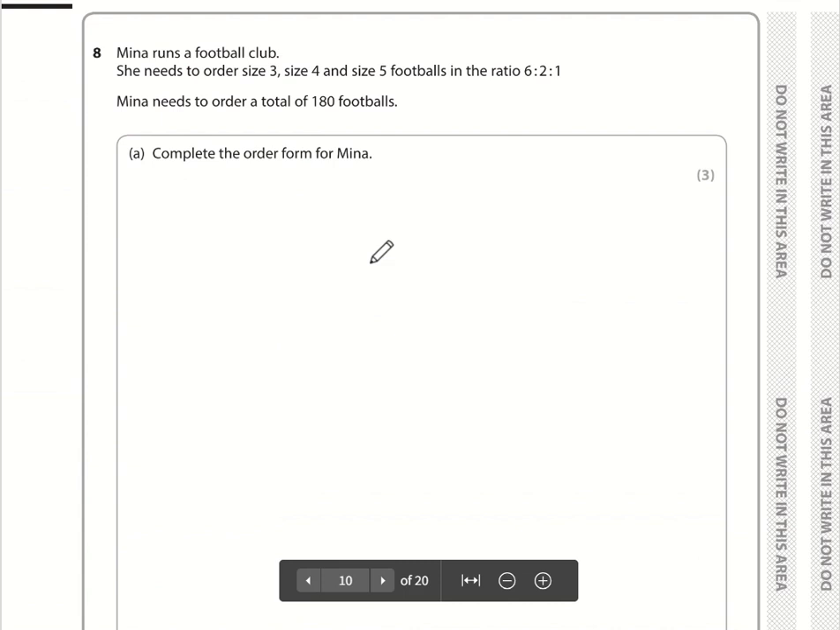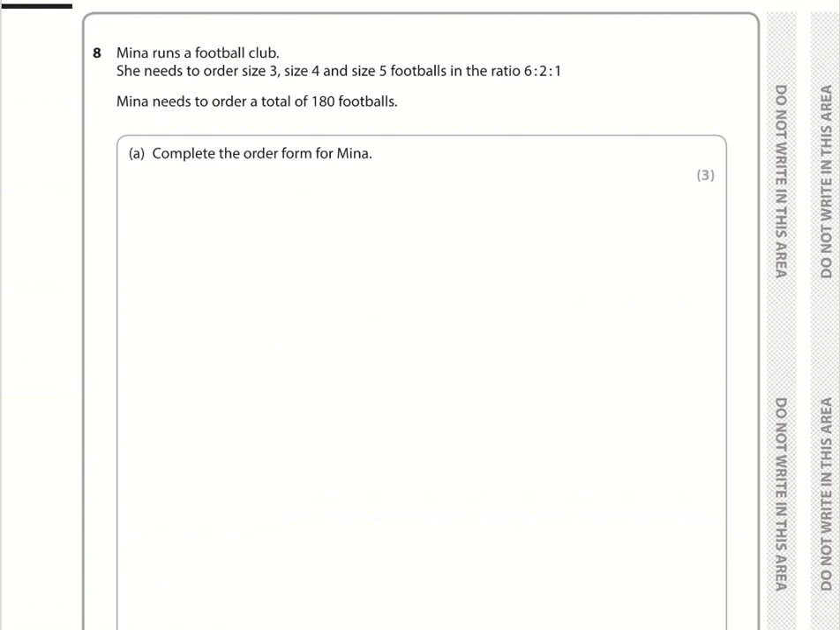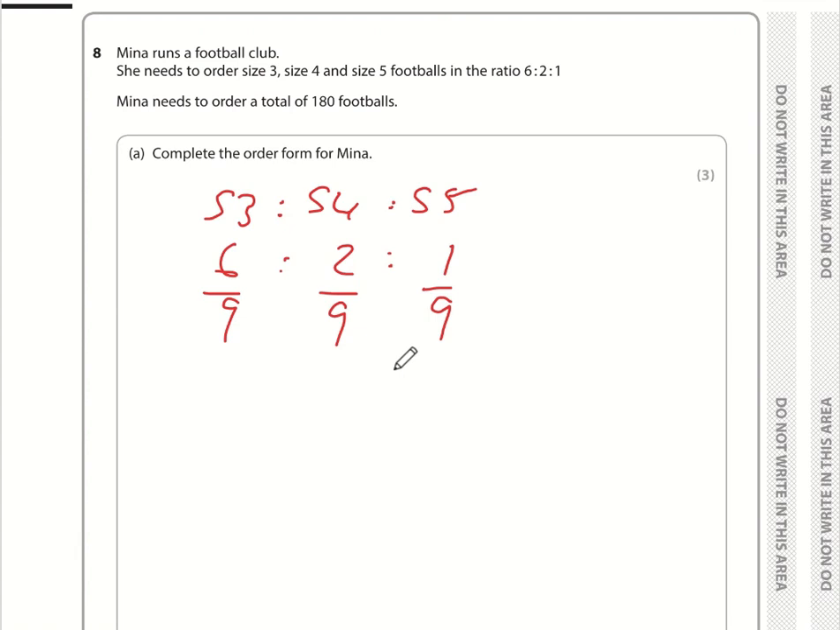Question number 8. Mina runs a football club and she needs to order a size 3, size 4 and a size 5 football in the ratio of 6 to 2 to 1. So what I'm going to do is work out, well, we've got a ratio here. Usually when we've got ratios, a key thing to consider is turning the ratio into fractions. Now the size 3 is going to be 6/9 of the total, size 4 is 2/9 and size 5 is 1/9.